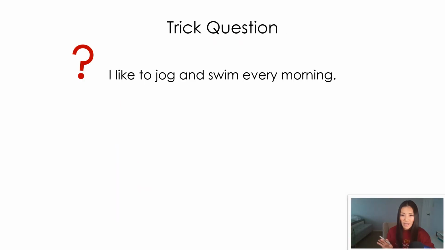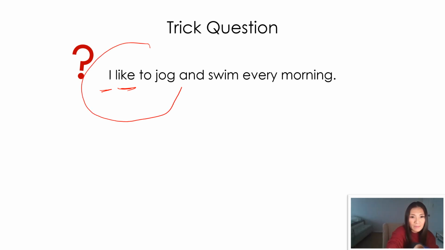Before we move on, I have a trick question for you. What sentence type do you think this is? Is this a simple sentence or a compound? "I like to jog and swim every morning." What do you guys think? "I like to jog and swim every morning." Here I have my subject verb, "I like to jog." This is actually an independent clause, right? "I like to jog" is a full sentence by itself.